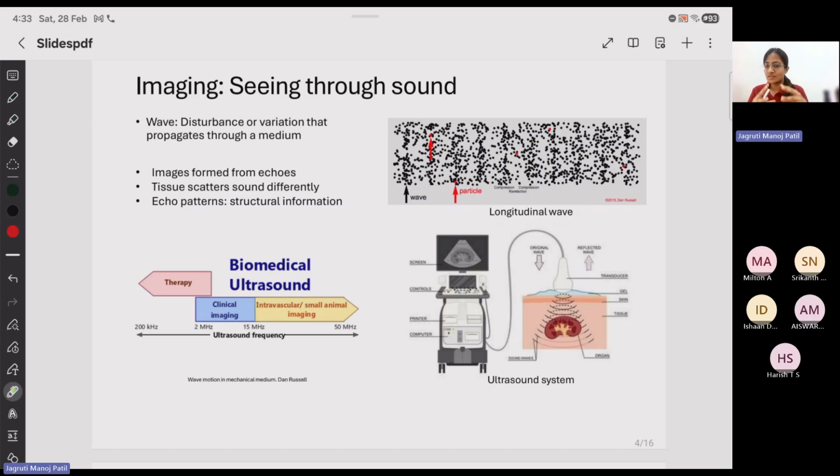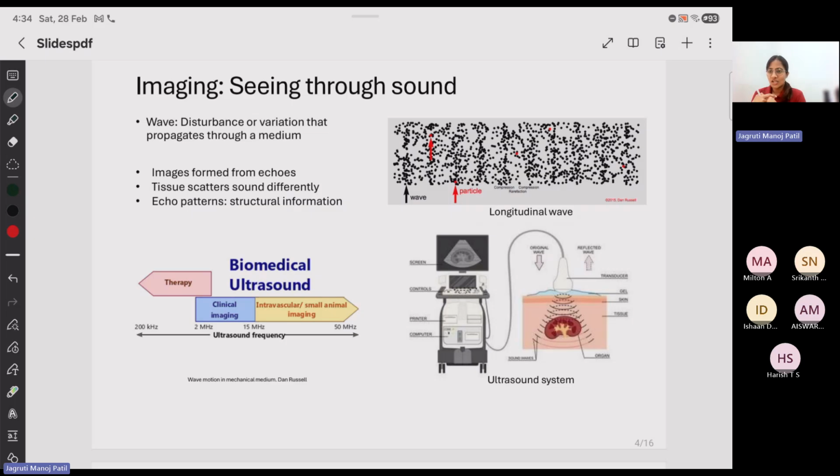Because of those disturbances, the particles will move. Ultrasound needs a medium to propagate. It cannot propagate in vacuum. Now, what are the frequencies of ultrasound? They are beyond our audible frequency, something that you cannot listen to.